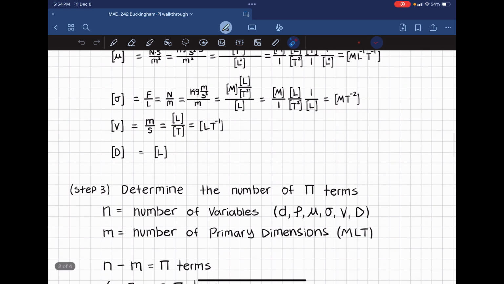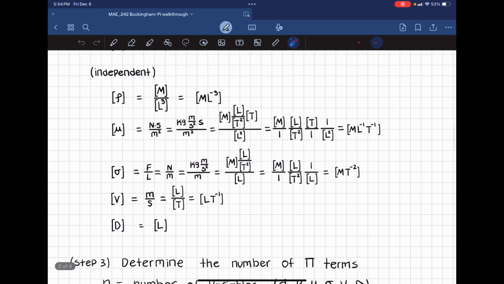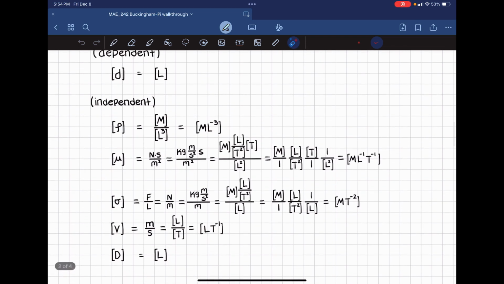Now for the jet speed, that is going to be a velocity. Velocity in SI is going to be units of meters per second, which is a dimension of length over a dimension of time. So this one, nothing cancels out, so we just have L T to the minus 1. And then finally, we have the diameter, capital D, I believe that is the nozzle diameter, and that is going to be a dimension of length. So at this point, we've got all of our independent and dependent variables in terms of their primary dimensions.